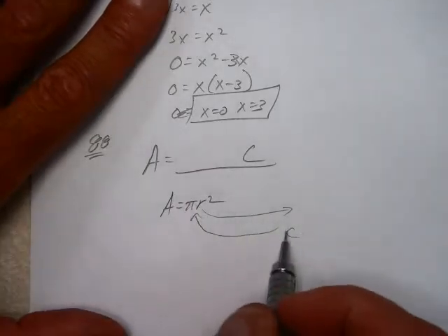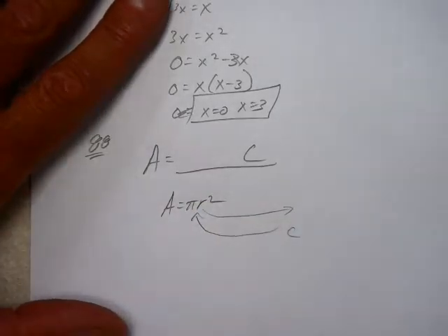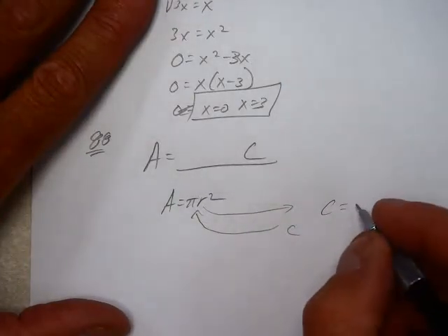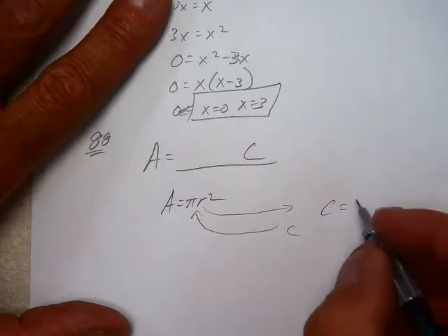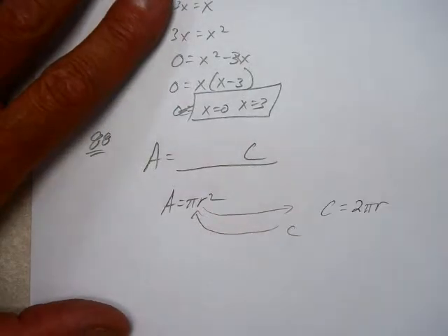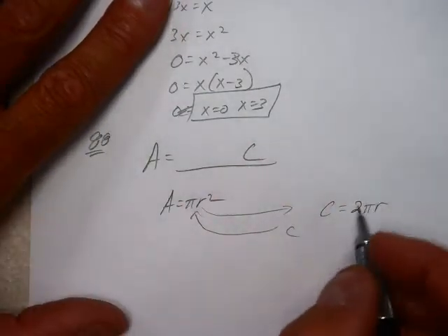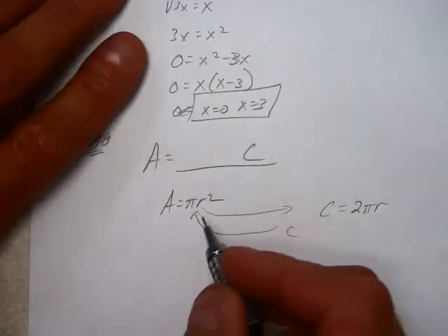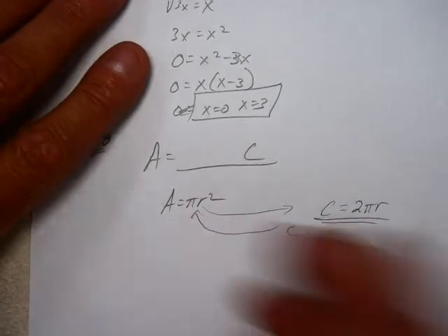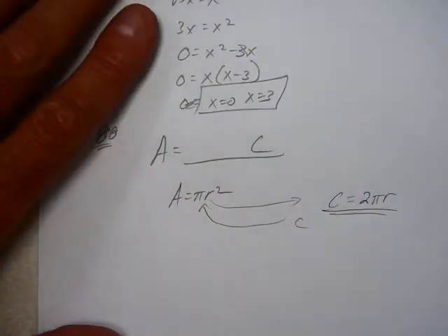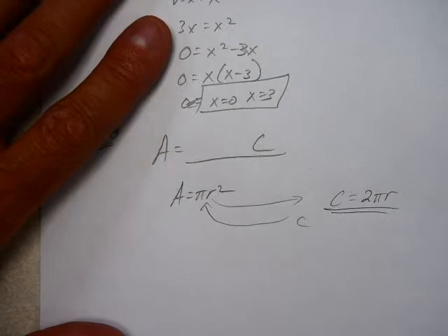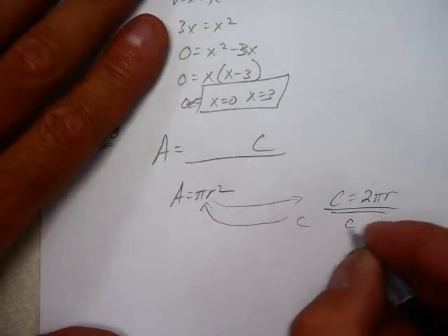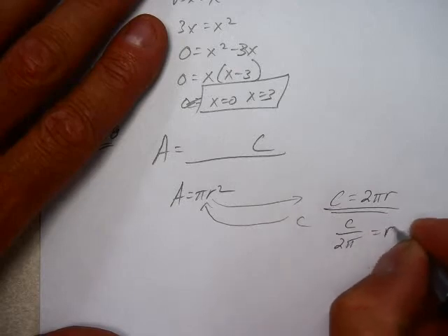So what equation relates c and r? Circumference. No, not pi r squared, because that's area. 2 pi r. So now I've got an equation relating the two things that I want to remove and replace. So what do I do with that to replace r? I can't plug it in yet. Oh, you solve it. Solve it for r by itself. So c over 2 pi equals r.